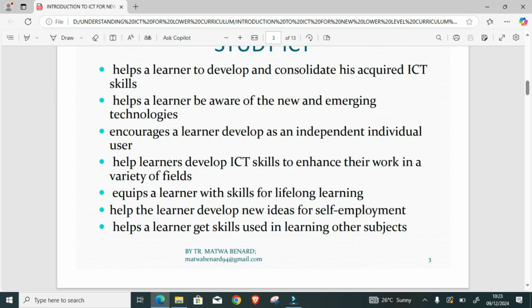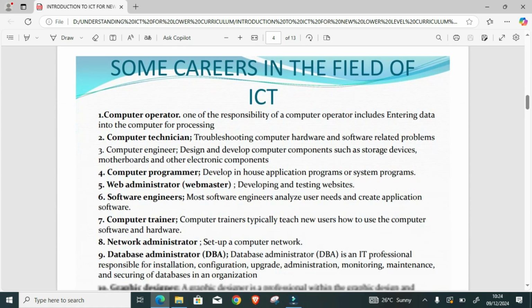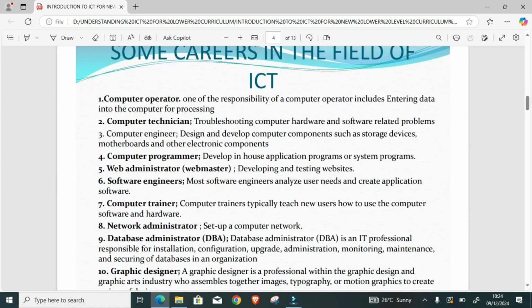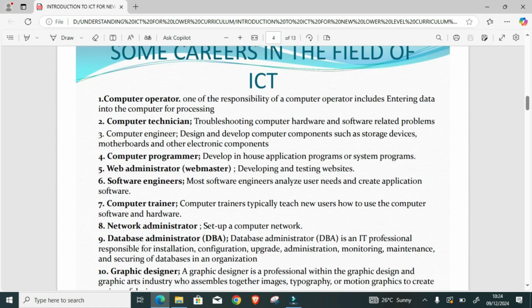And another one, it helps the learner to get skills used in learning other subjects. For example, doing research using the ICT tools, using the computers, of course, when it's connected to the internet. So, another thing is some careers in the field of ICT.